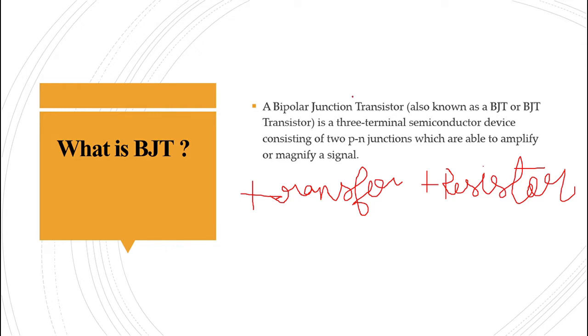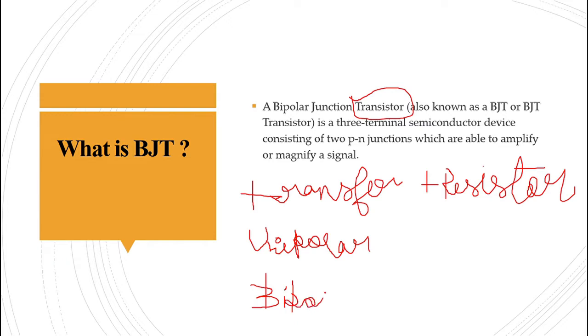So there are two types of transistor. The first one is unipolar, and the second one is bipolar. In unipolar, the current flows because of majority charge carriers. For example, MOSFET or JFET. And the second one is bipolar. In bipolar, the current flows because of majority and minority charge carriers. An example of a bipolar transistor is BJT, that is bipolar junction transistor, which we are going to study in this topic.